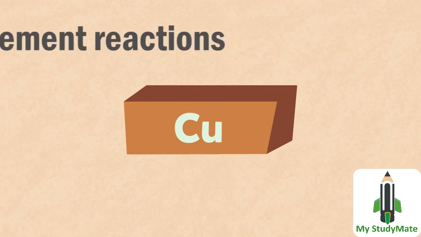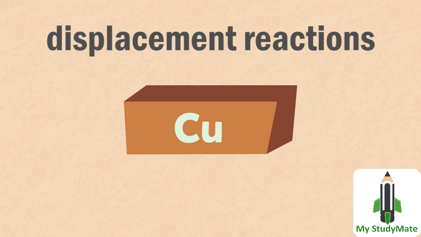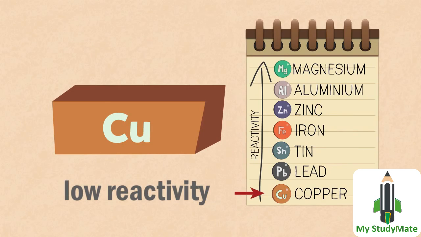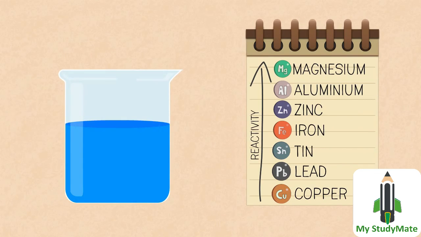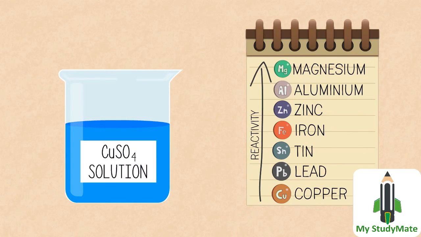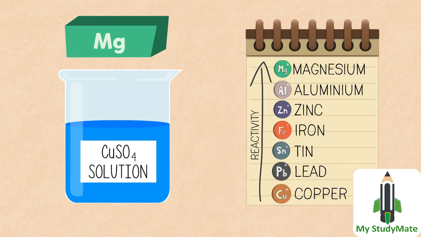The last idea we are going to consider is why copper is often obtained in displacement reactions. You may have guessed it, due to its low reactivity. For example, any dissolved copper salt, say a copper sulfate solution, will be displaced by an addition of any metal that is above copper in the reactivity series.